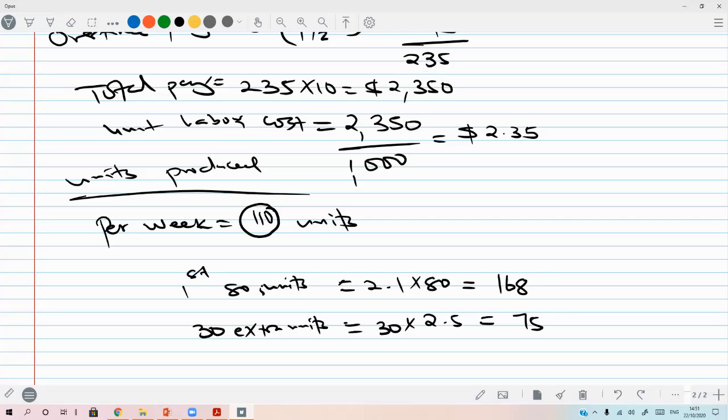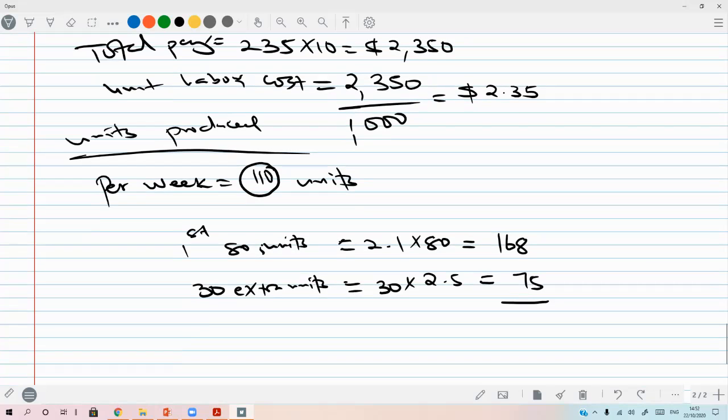Confirm those values. Okay, therefore total pay to the employee for the 110 units is 168 plus 75 to give us 243. Confirm the sum total. Okay, great. We get $243 as the cost to the employee, the cost to produce 110 units.